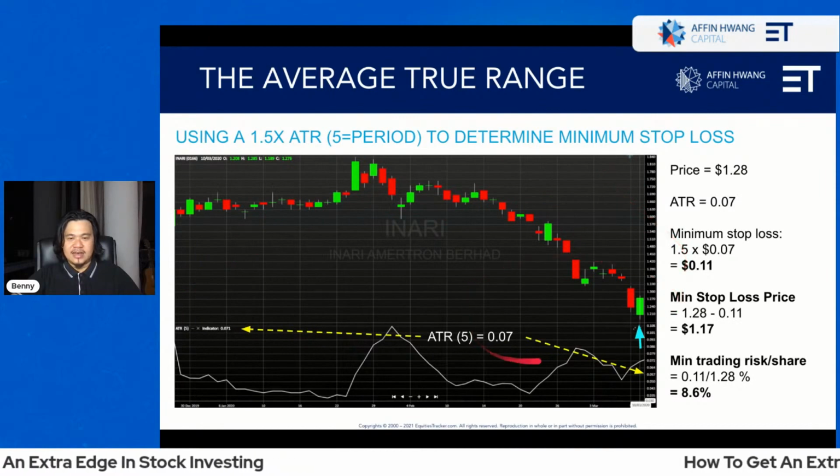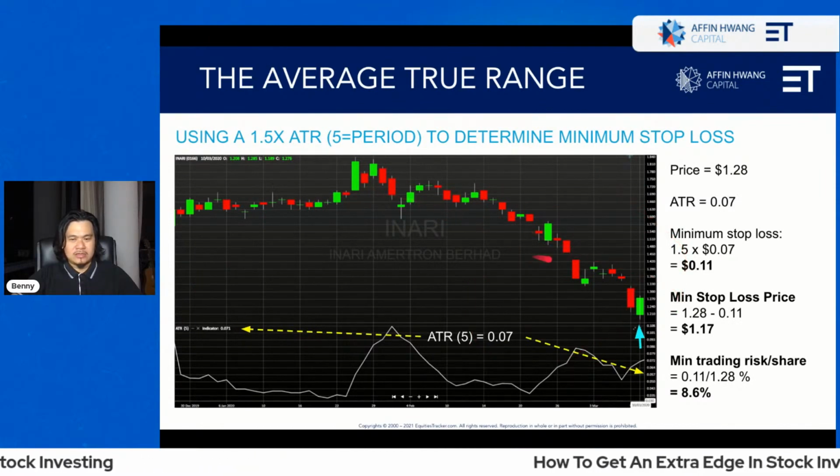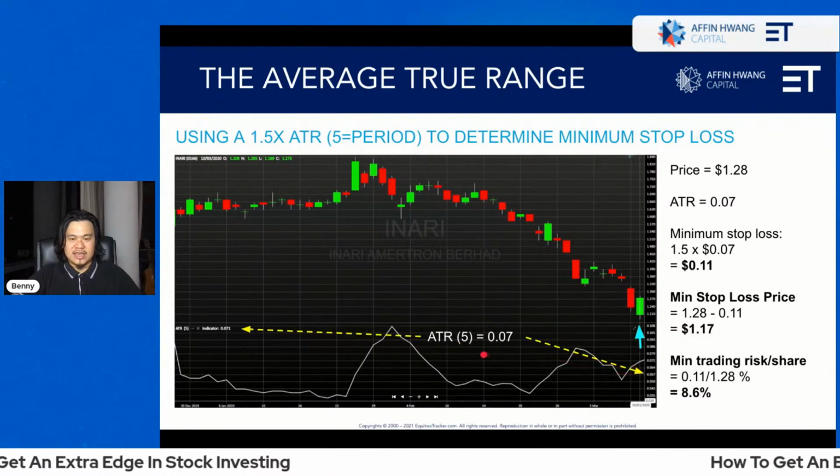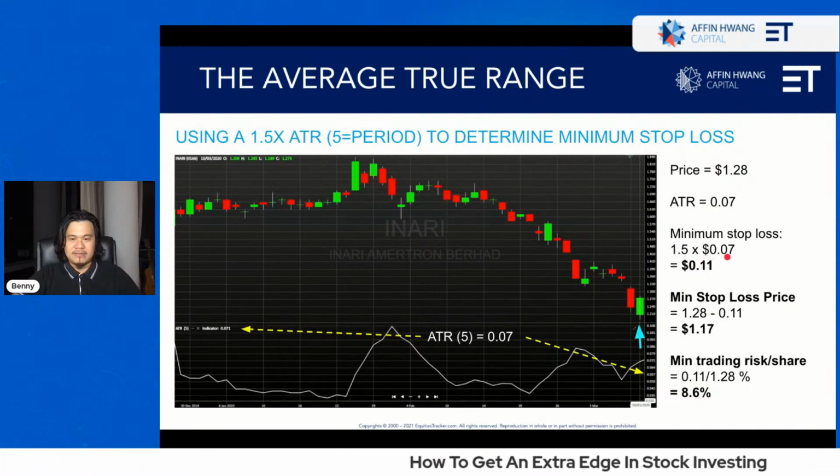Okay, this is another example. This price has gone down. Same counter, but you see different days, different times, different setups. Like this is a candlestick setup, for example. The ATR at this point is not 5.5 cents. This time it is 7 cents. So you take 1.5, multiply by 7 cents. Your minimum stop loss should be 11 cents.